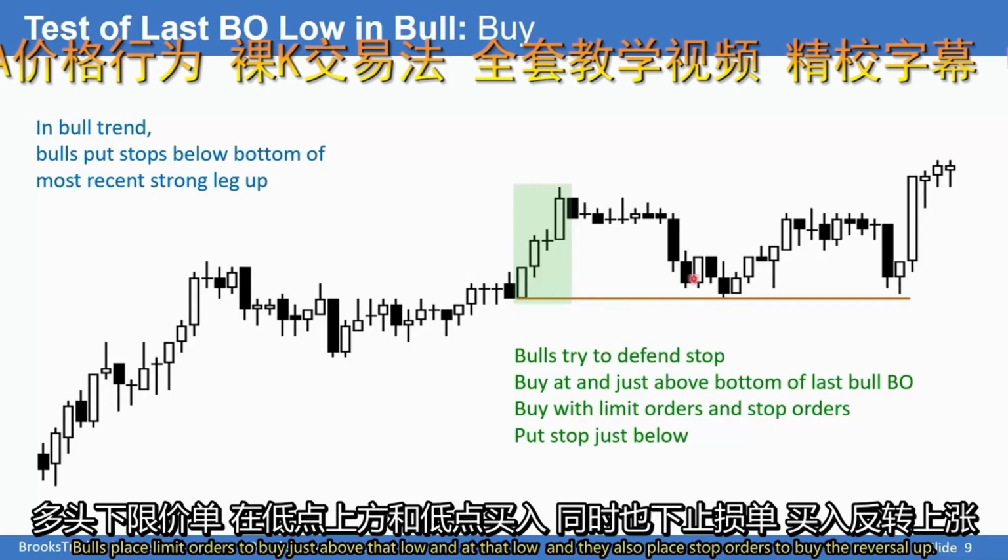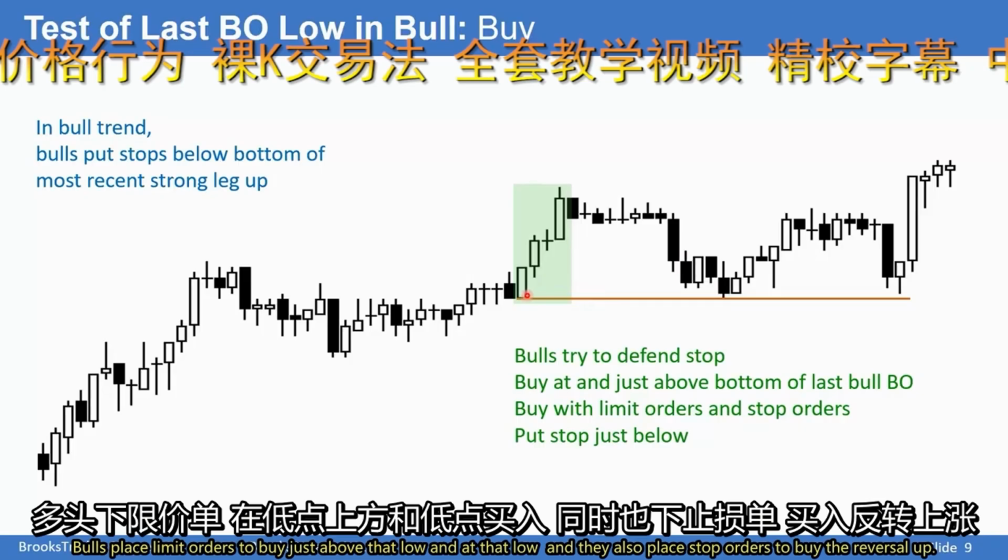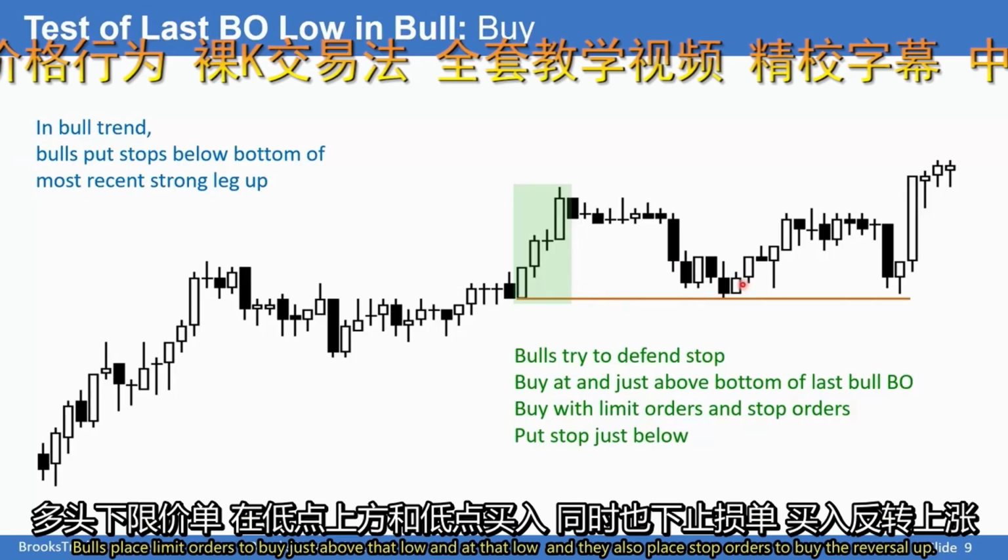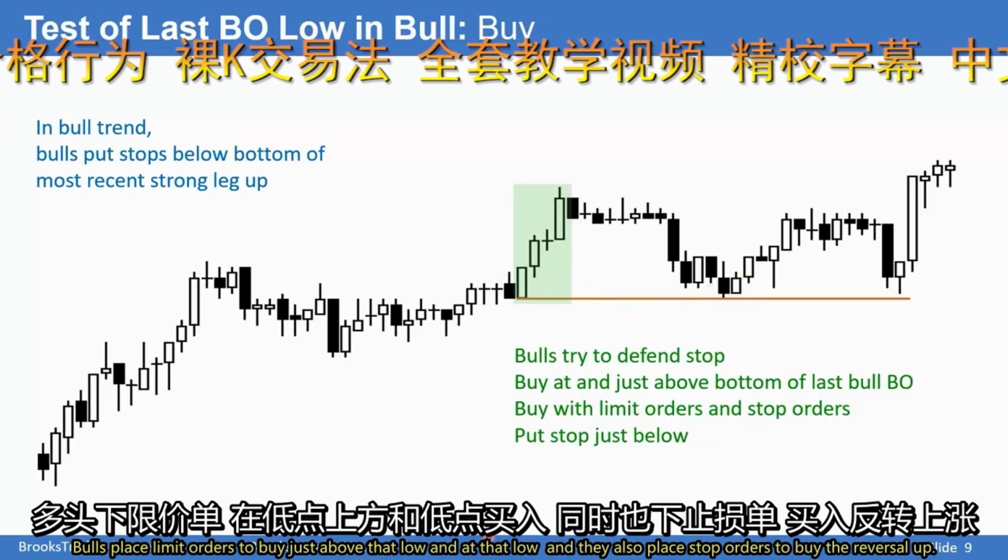Bulls place limit orders to buy just above that low and at that low, and they also place stop orders to buy the reversal up.